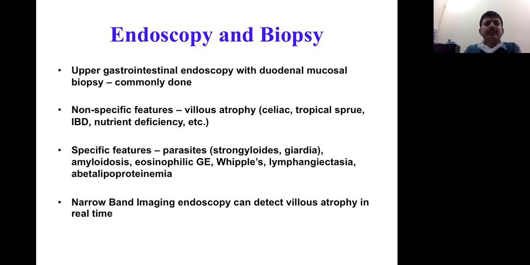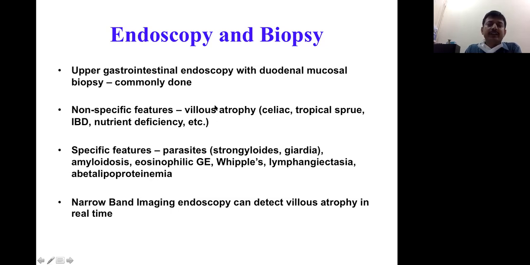And the next most important step is endoscopy with biopsy, which generally is upper GI endoscopy with duodenal biopsy. This is the test which we do most often in our cases with malabsorption syndrome. So you do an endoscopy and you take biopsy from the duodenal mucosa. And what we are looking for in the biopsy is features like villus atrophy and others. The feature commonly seen is villus atrophy, but duodenal villus atrophy is something which can be seen in celiac disease, in tropical sprue, even in IBD, and other conditions. So villus atrophy is not a very specific finding.